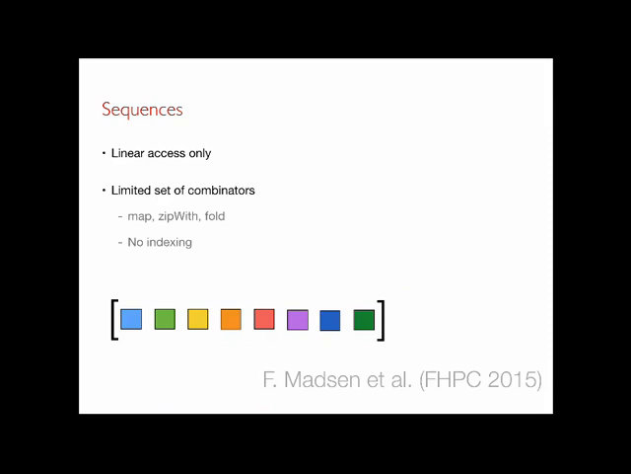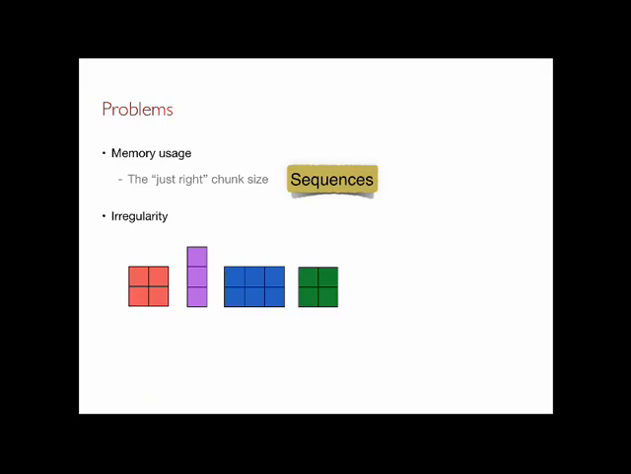Because it's limited in this way, it doesn't have to be loaded into memory all at once. It is now up to the compiler, or the runtime system, in fact, to decide how to process it. The runtime system can decide how much of the sequence it wants to process at once. So this does give us a solution to the first problem. The second one, however, is more complex.